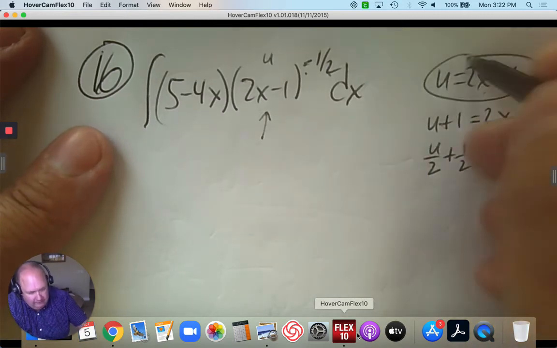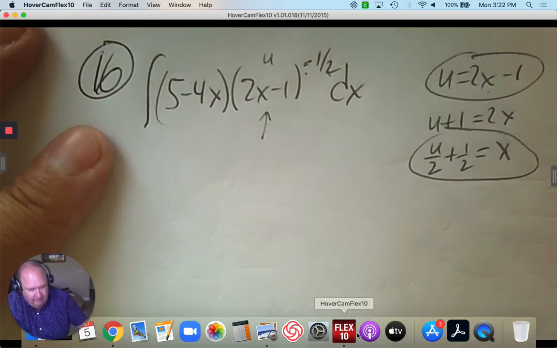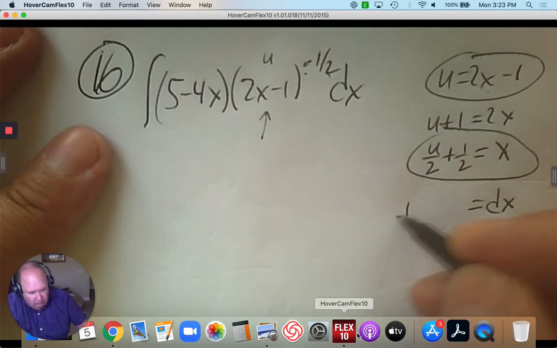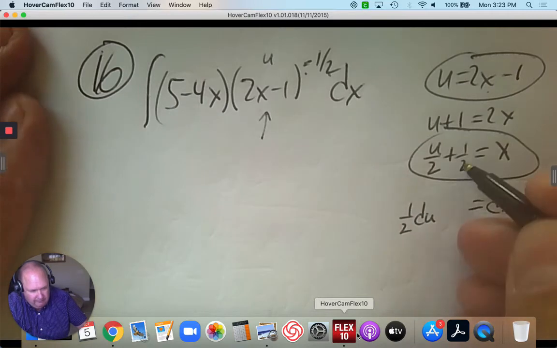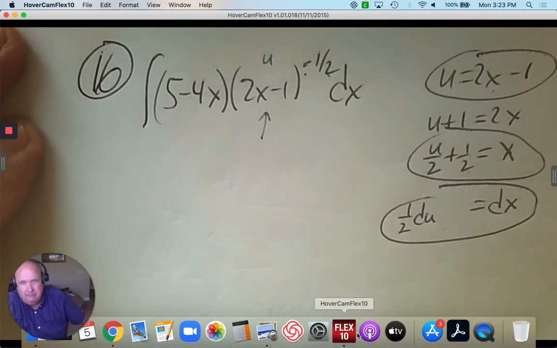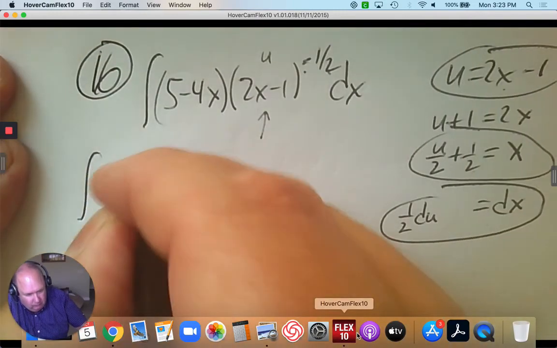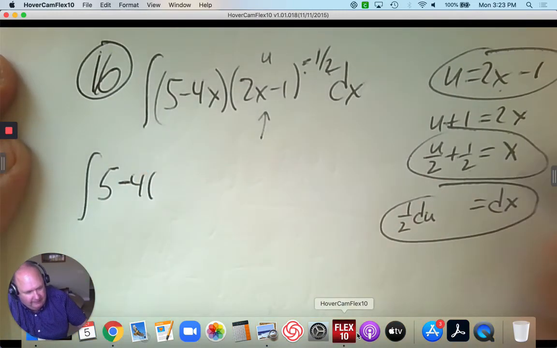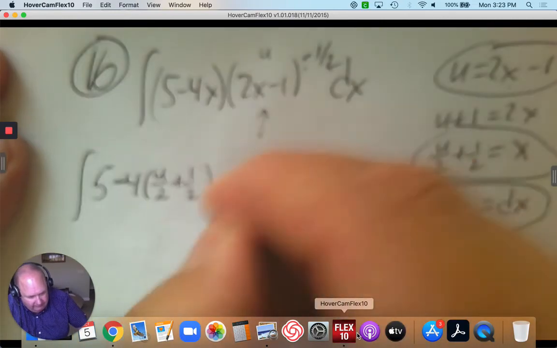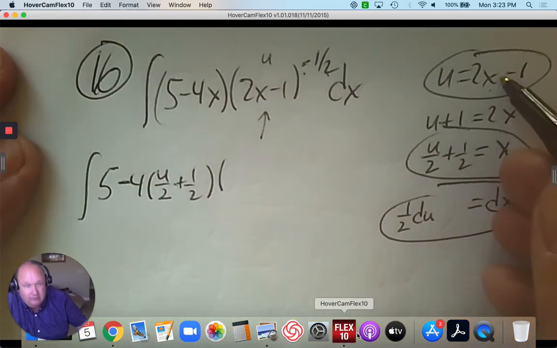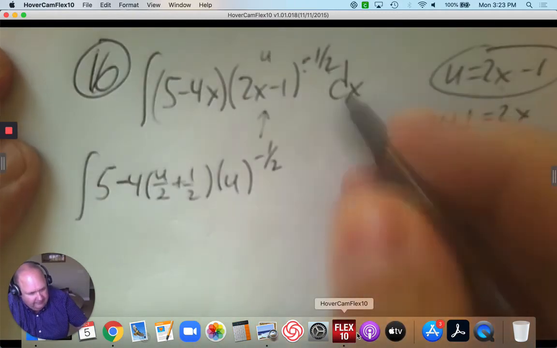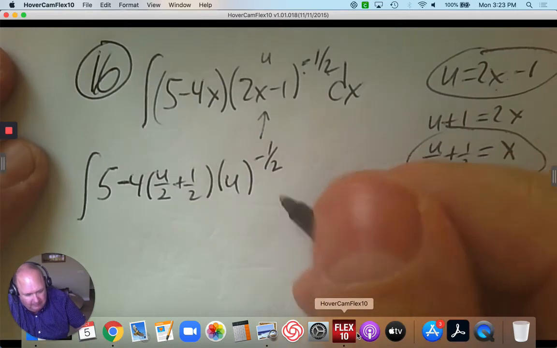So I need this, and then take the derivative. So the derivative of x, so this is 1/2 the derivative of u, and the derivative of 1/2 is 0. So this is what I need when I substitute back in. So one step at a time, take out the x, and it becomes u over 2 plus 1/2. Take out 2x subtract 1, and it's u. Take out dx, and it becomes 1/2 du.